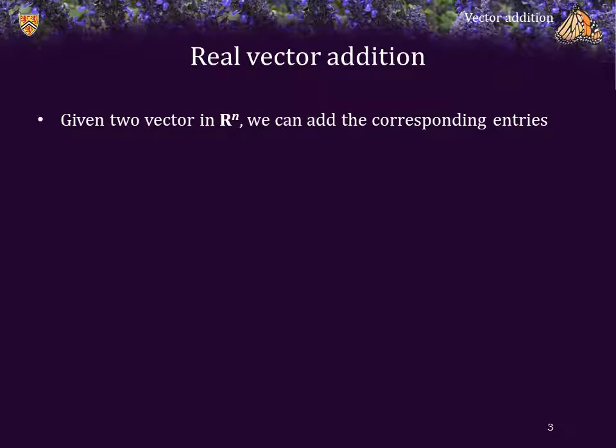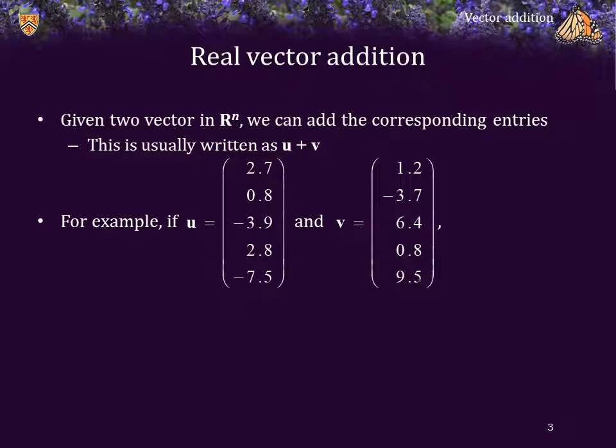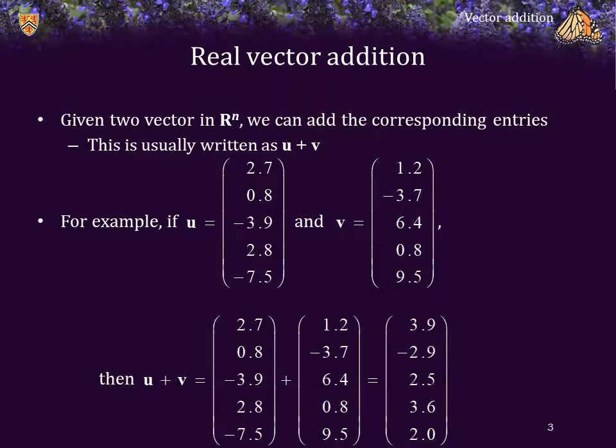Given two vectors in R^n, we can add the corresponding entries. This is usually written as the vector u plus the vector v, and both must have the same dimension. So for example, if u is equal to the vector seen here and v is the other vector, then to calculate the sum of these two vectors, we just add the corresponding entries.